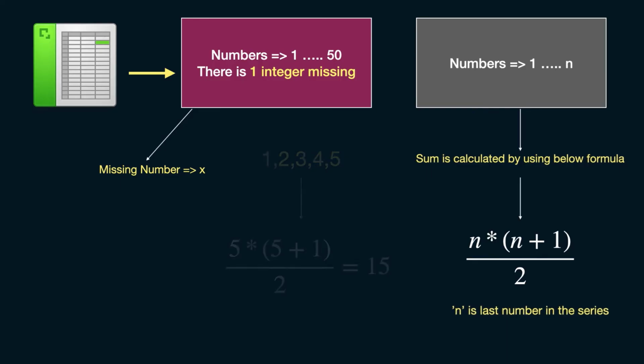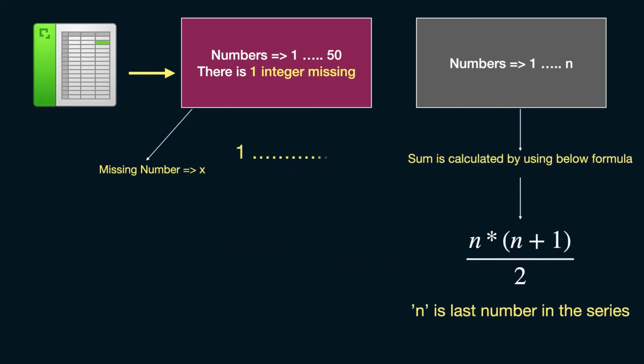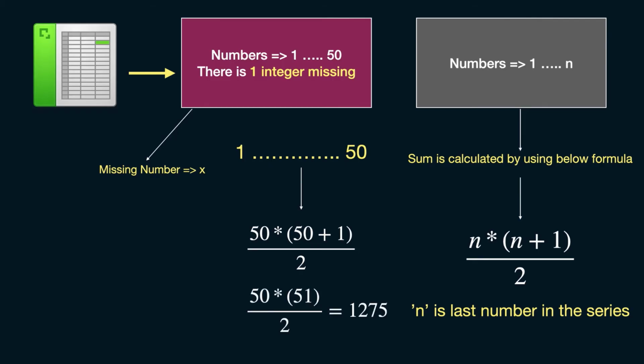Similarly, we will try for 50 numbers, and hence n becomes 50. Therefore, the sum of all the numbers from 1 to 50 is 50 times 50 plus 1 over 2. After simplifying, we get 50 times 51 over 2, and with further simplification, we get the value 1275. Hence, the sum of all numbers from 1 to 50 is 1275.